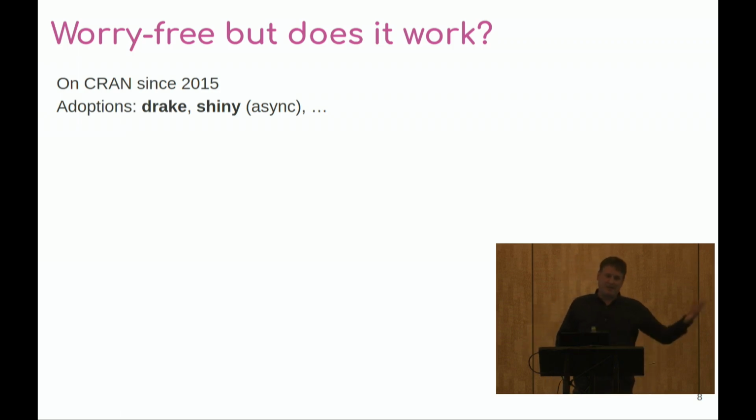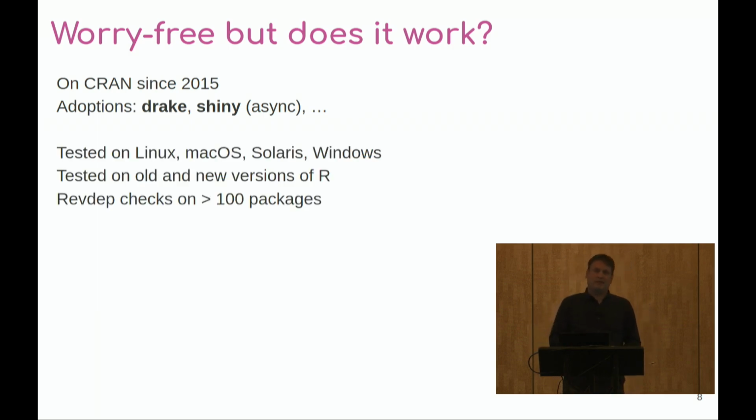So Drake, for instance, is a workflow manager in R. It's similar to a Unix make with bells and whistles in R. It can use parallelization with futures underneath. Shiny, if you use asynchronous Shiny, at the very bottom, you can use futures to achieve that. And from a testing perspective, there's a lot of testing.